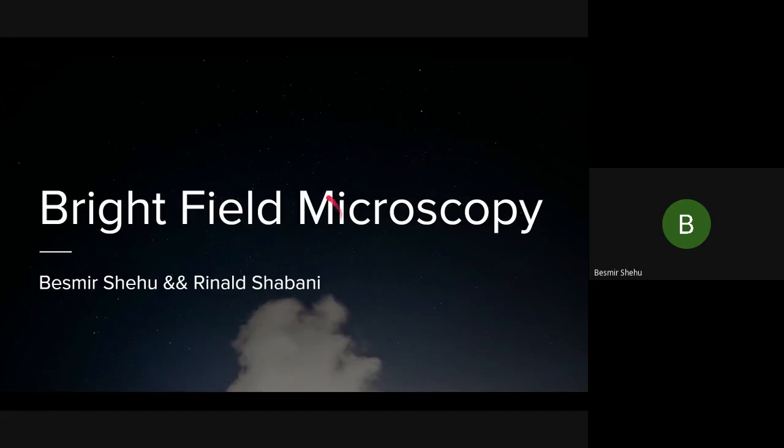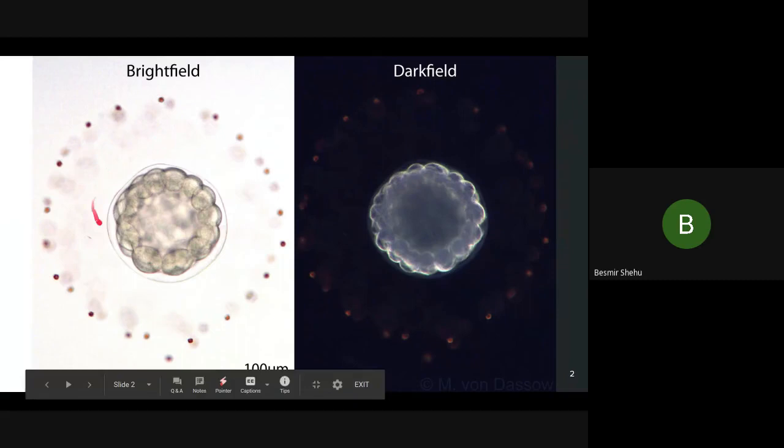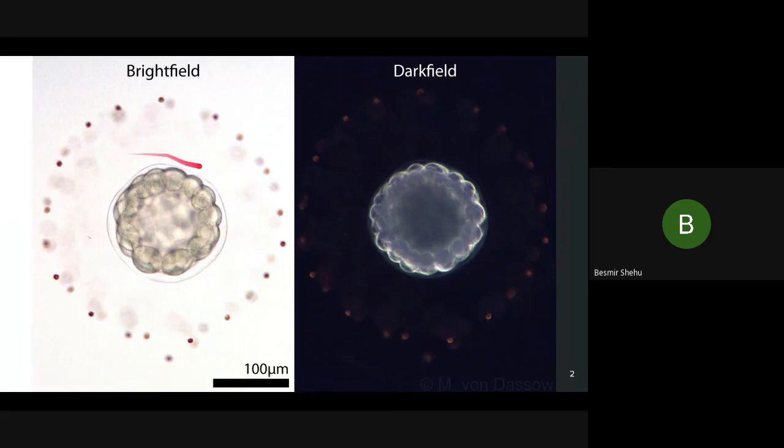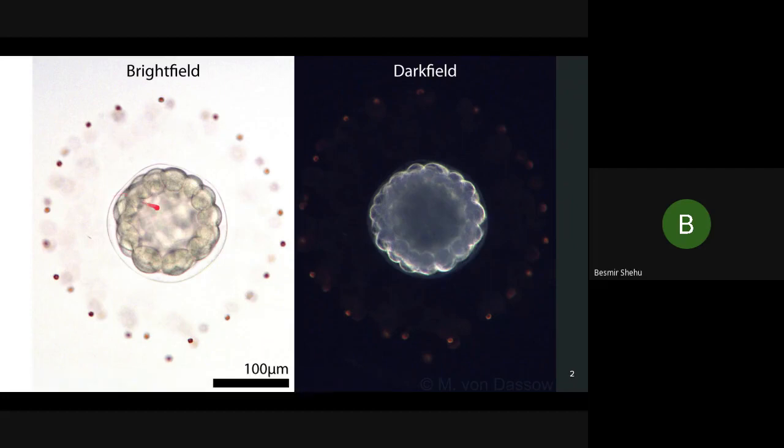Our topic is bright field microscopy. First of all, we have included this picture to show what we're dealing with and what we're going to discuss. This is a picture or representation of what we can do using this methodology, and this is another way of representing the same thing in the same area. This is a specimen in the 100 micrometer range, and this is called bright field, and this by dark field.